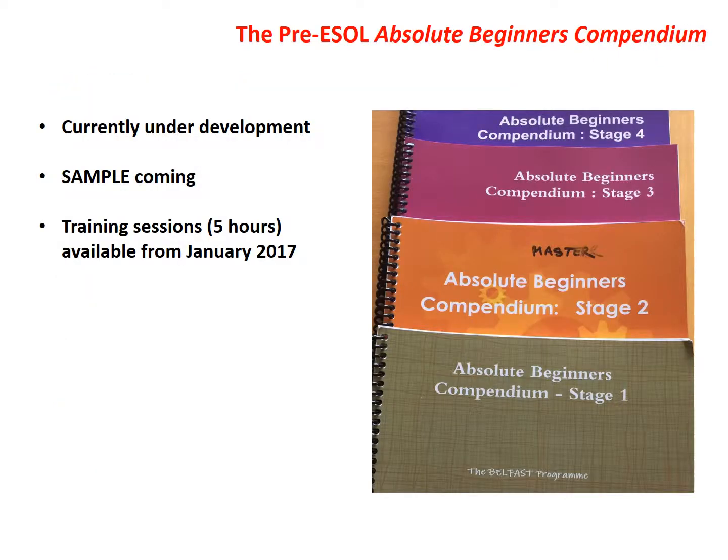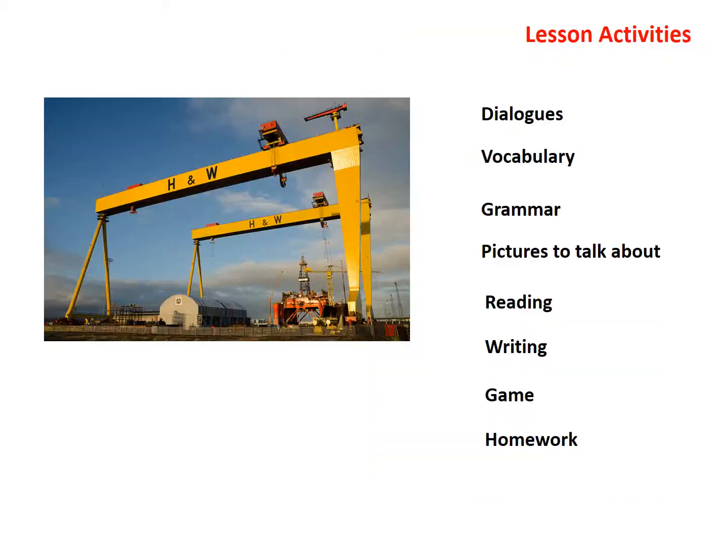We are at the final stages of compiling the Absolute Beginners Compendium, which will provide in total 60 hours of classroom and follow-up activities to help people prepare for Entry 1. Much of the rest of this short presentation describes some of the lesson activities that can be used in a structured sequence in each of the lessons over the 60 hours that the program lasts.